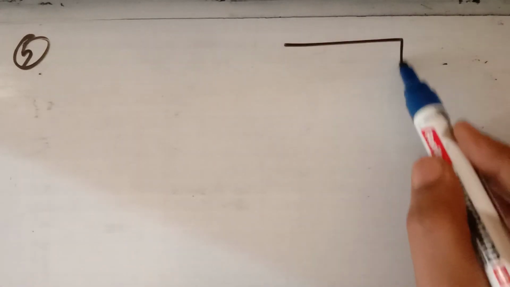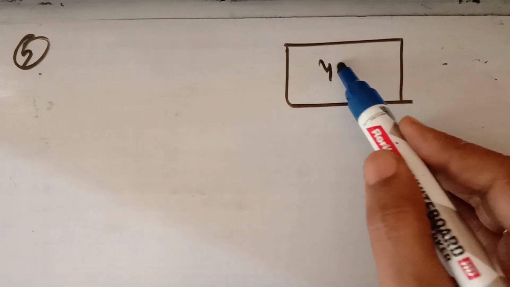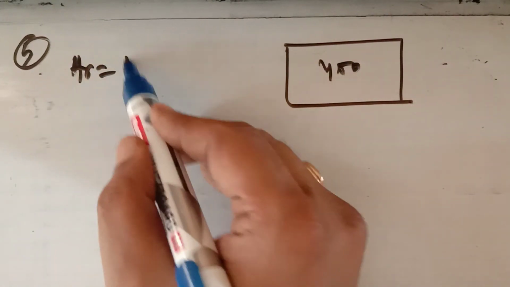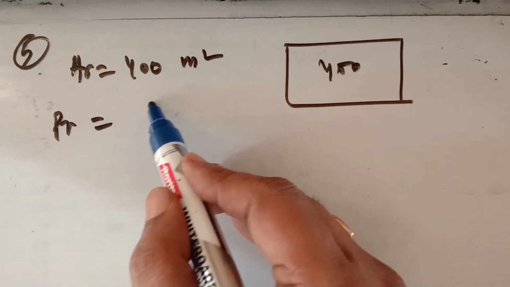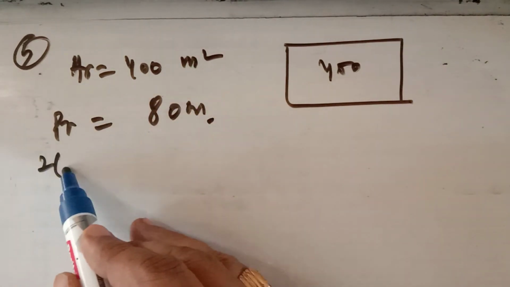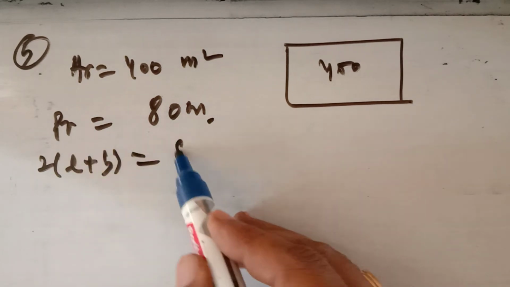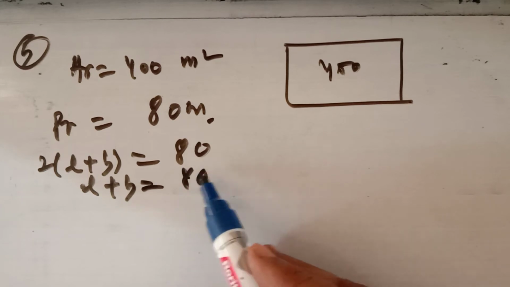Now in question number 5, which is the last question of this exercise, you have to design a rectangular park whose perimeter is given and the area is given. Area is given as 400 meters square and the perimeter is given as 80 meters. So twice length plus breadth is equal to 80. So length plus breadth will be equal to 40.